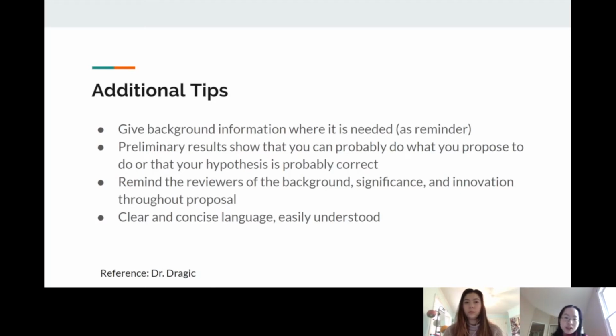The preliminary results are meant to show that you can probably do what you propose to do, or that your hypothesis is probably correct. These results are just bolstering the probability that your project will be successful. So it's really useful to remind the reviewers of the background, significance and innovation throughout the proposal: this is why we're doing it, this is why it's important, and here's how we want to approach it. Also use clear and concise language to make sure that your proposal is easily understood.